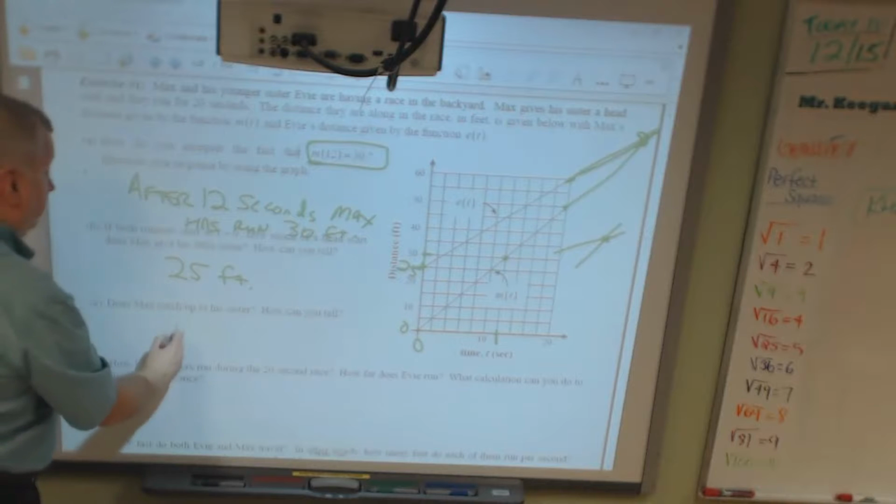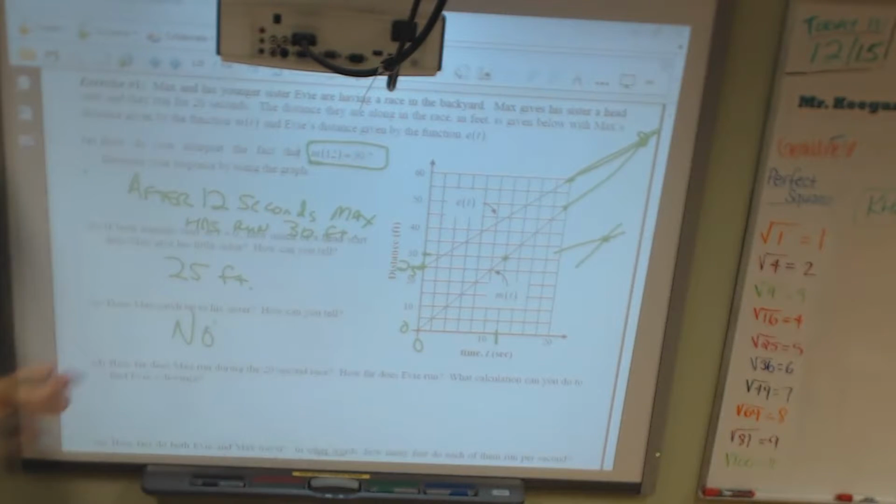So does he catch up to his sister? No. How can you tell? Because the lines don't intersect. Absolutely, positively.